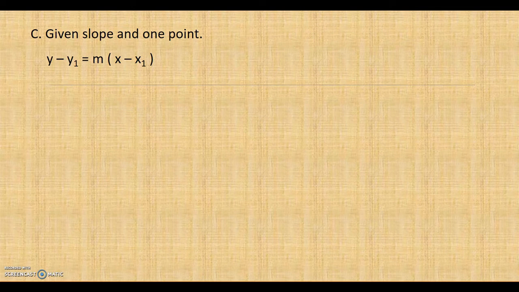Example number 3. Here, given slope and 1 point. So our formula here is y minus y sub 1 is equals to m, or slope, times x minus x sub 1. So here, given the slope, which is 3, and our point, for the value of x sub 1 is 1 and for the value of y sub 1 is 5. So let's plug in the given numbers to our formula. So y minus 5 is equals to 3 times x minus 1.